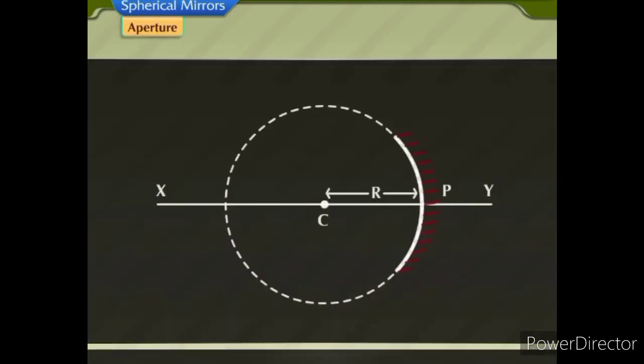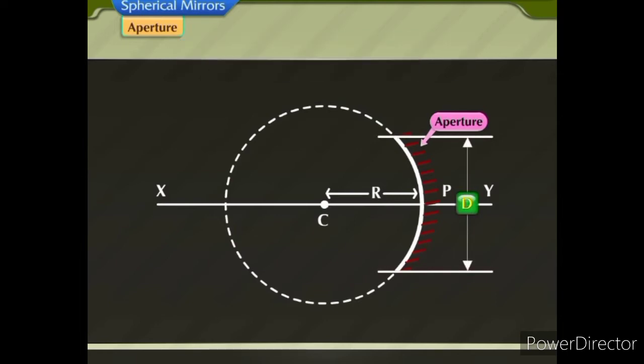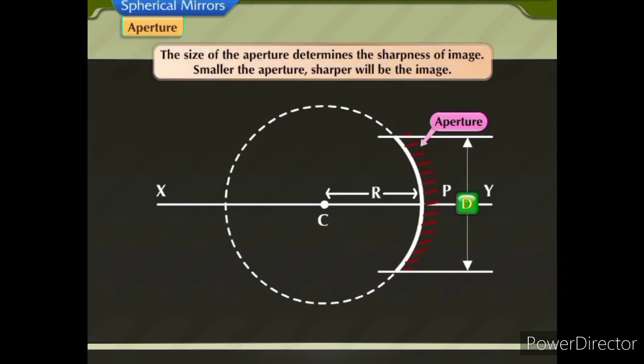Aperture. The diameter of the reflecting surface of the mirror is known as the aperture of the mirror. D is the aperture of the mirror. It represents the size of the mirror. The size of the aperture determines the sharpness of the image. Smaller the aperture, sharper will be the image.